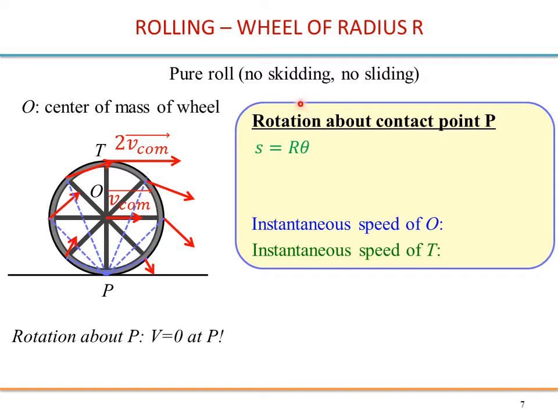Alright, so here we have again that rotation about point P. We have s equal r theta, we have v equal r omega. So let's look at the instantaneous speed at point O. It is Vcom in fact, but Vo equal r omega P about that point. The instantaneous speed at that point up there is, by definition of rotation about point P, 2r, this length, multiplied by omega P.